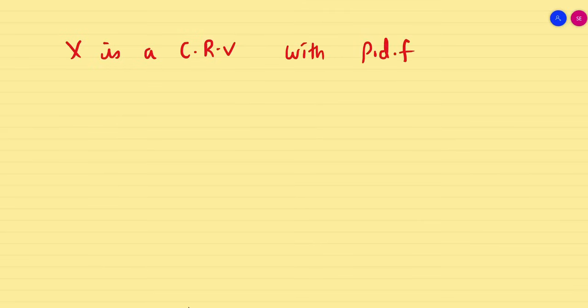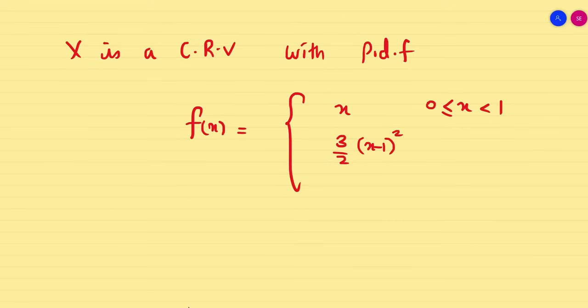Let us see how to find the cumulative distribution function for a given problem. Let us consider X as a continuous random variable with PDF. So the PDF is given now, and we have to find the CDF. Sometimes using the CDF, they will tell you to find the PDF value also. Both we are going to see in this problem. Okay, so my f of x is x when it is between 0 and 1, 3 by 2 times (x minus 1) whole square between 1 and 2, and 0 otherwise.